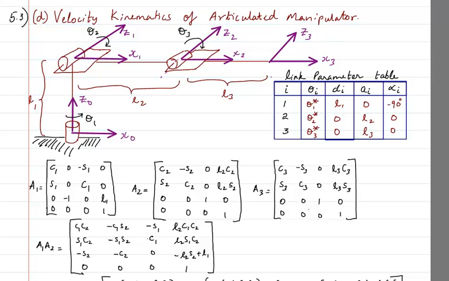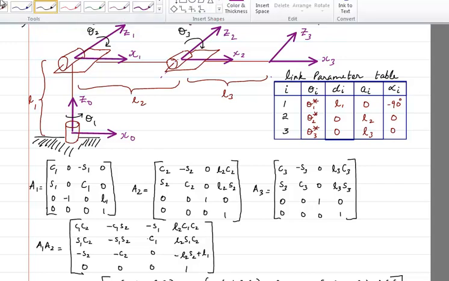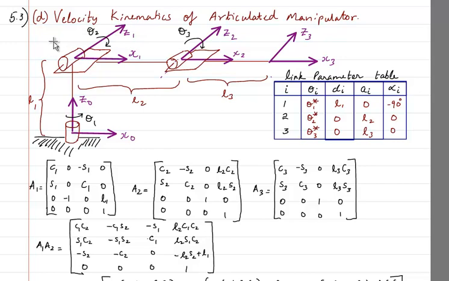Hello everybody, let us again look at the next manipulator, the articulated manipulator, and find out the velocity kinematics of it. As I have already borrowed the same diagram that I used for forward kinematics of the articulated manipulator and the link parameter table based on it, with the help of this link parameter we have found out the A1, A2, A3 matrices.